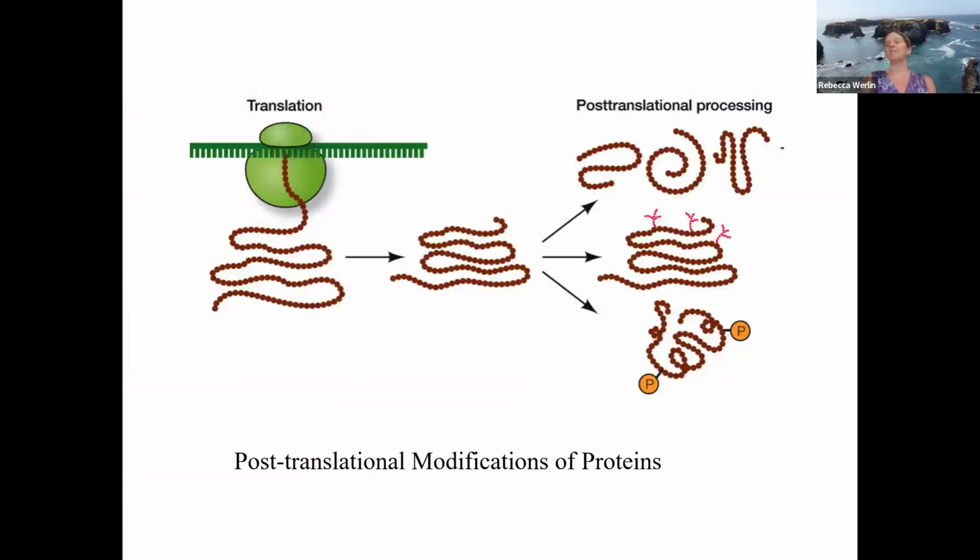After translation, there are lots of post-translational processes that can occur with proteins. They can be chopped up into smaller functional units. They can have sugars or phosphates added. They can have various ions added. There are lots of things downstream that we'll discuss when we talk about proteins.